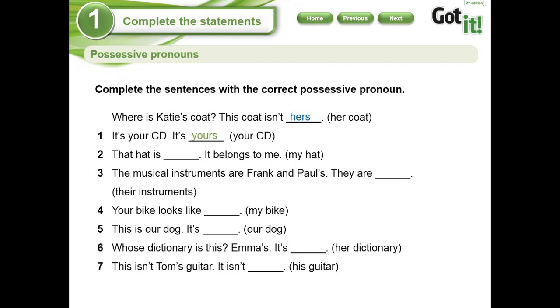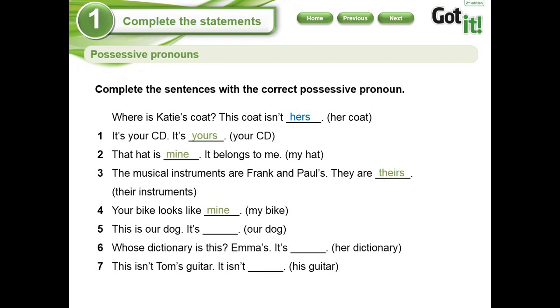That hat is my or mine? Mine, yes, because we are seeing my hat. These musical instruments are Frank and Paul's. So they are theirs. Your bike looks like, yeah, mine. Do not forget to practice the pronunciation during the video.